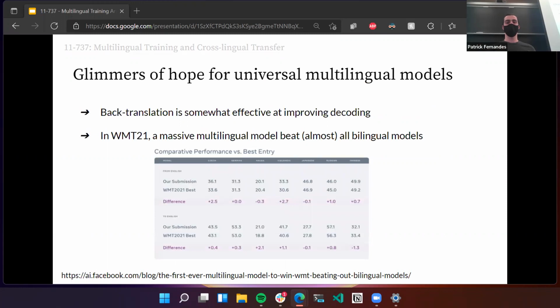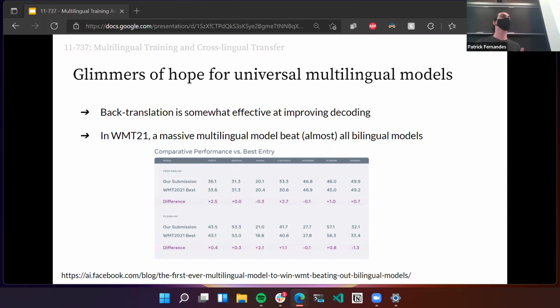But overall, if you combine all our best tricks, such as self-supervision for source data and back translation for target monolingual data, and we scale our models, they seem to be able to compete with bilingual models. This is for comparison with the other paper, because the other paper was 2017, 2018. This is recent, from 2021. And in 2021, for the first time, a massive multilingual model from Facebook was able to beat almost all the bilingual models on the WMT shared task, which is the most popular machine translation conference shared task.